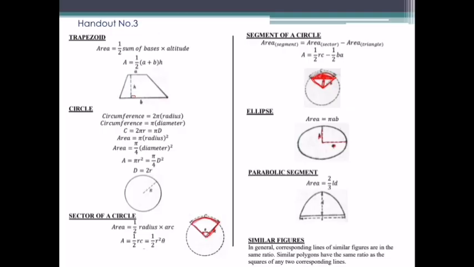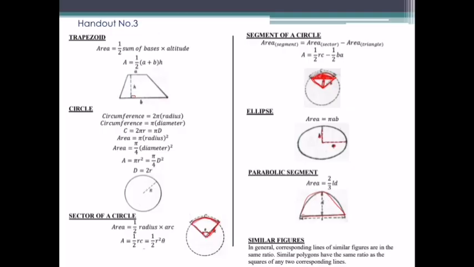Next is the last one. We have the parabolic segment. Like a parabola, we have this as the length L, and this one is your D. So the area of this shape, or this figure, is 2/3 the length times D.